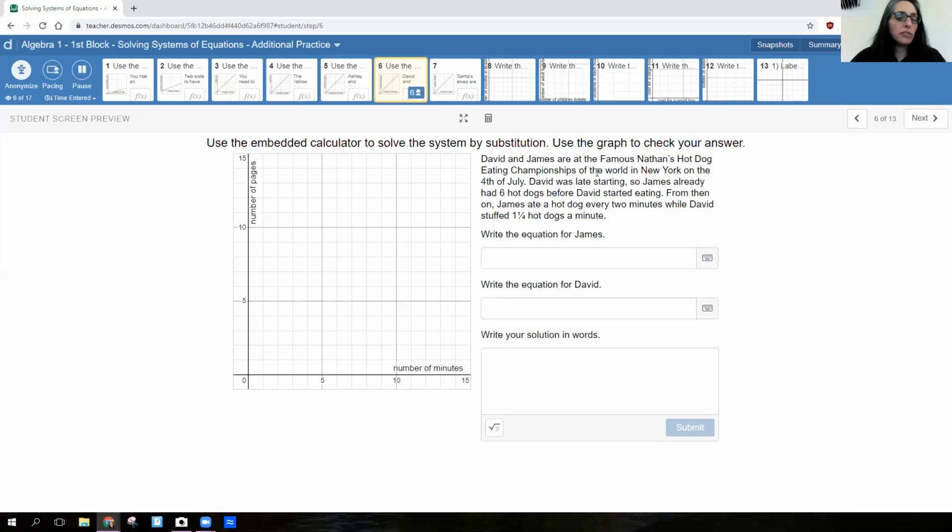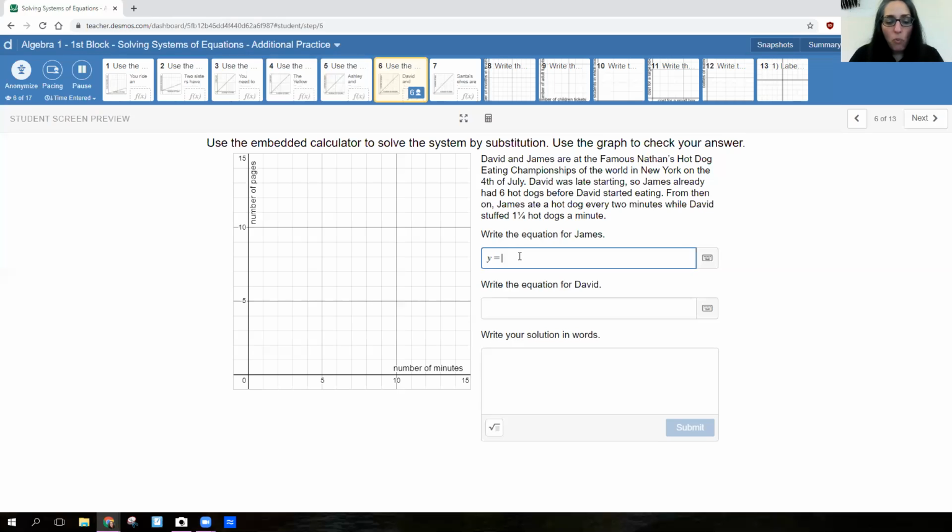All right, okay, let's try this. I see some typing. I see y'all putting stuff in, so let's do it. So y equals, well, if we're doing the equation for James, that's the one where he has a head start. He's already got 6 hot dogs. He eats 1 hot dog every 2 minutes. So be careful with that, okay? It's 1 hot dog every 2 minutes.